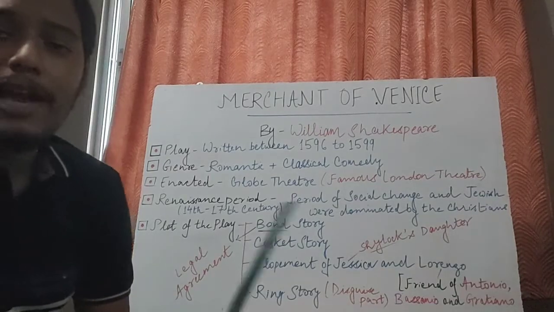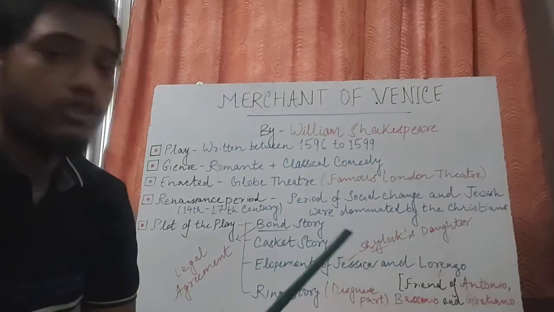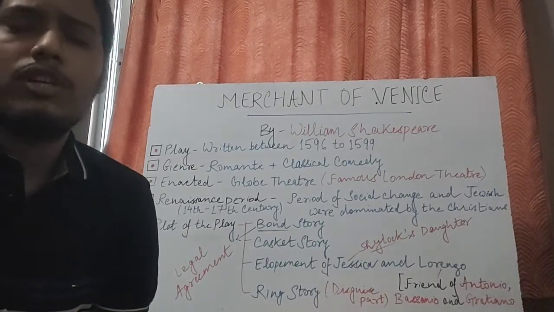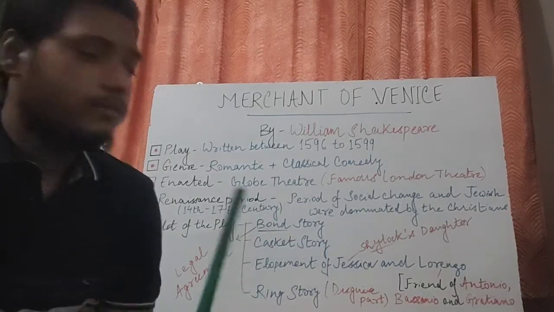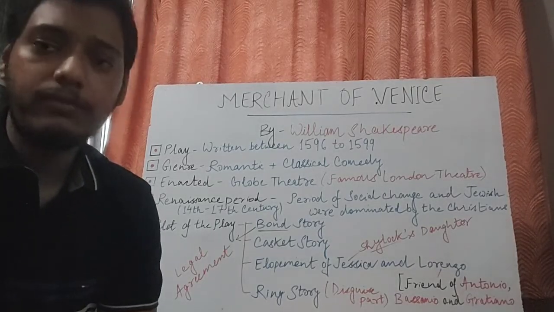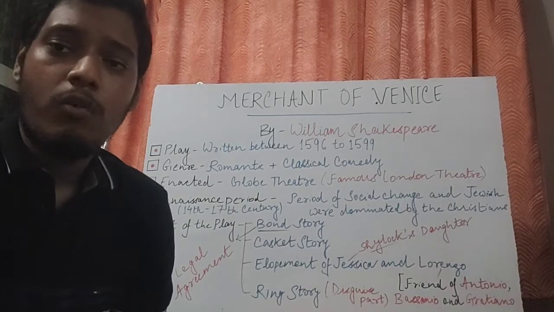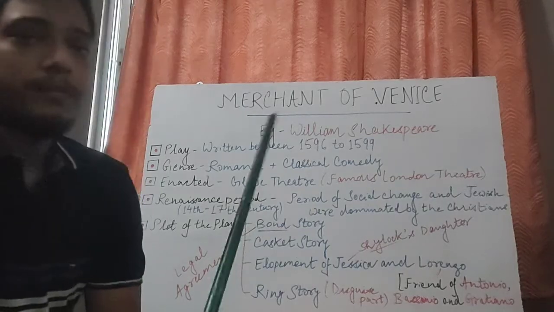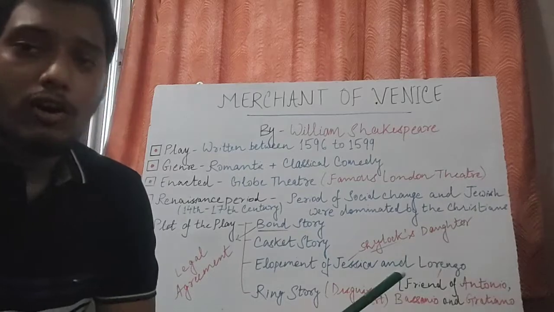Now let us come back to the plot of the play. The first is the bond story. In general terms, when I ask you what a bond is, you can say that it is a relationship. But here, the meaning of bond is something else. It is a legal agreement. Why am I calling it a legal agreement? This is actually related to Bassanio and Shylock.